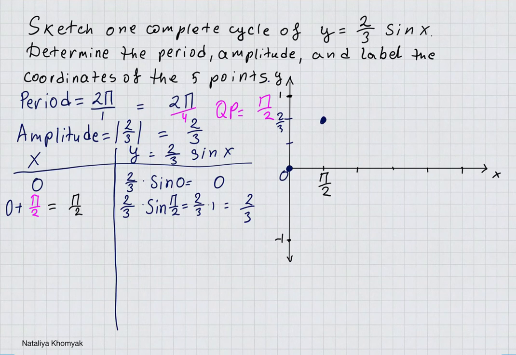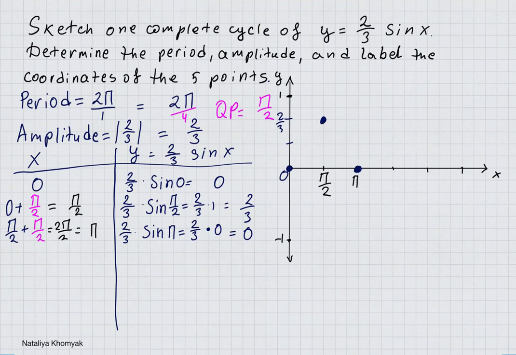The next x value will be, we take the previous point, which is pi/2, and add to it a quarter of the period, which is pi/2. This gives us 2pi/2, which is equal to pi. Next value is pi. Now we can calculate y. Y is equal to 2/3 times sine of pi, and sine of pi is 0, so the value is 0. So here's our next point. When x is pi, y is 0.